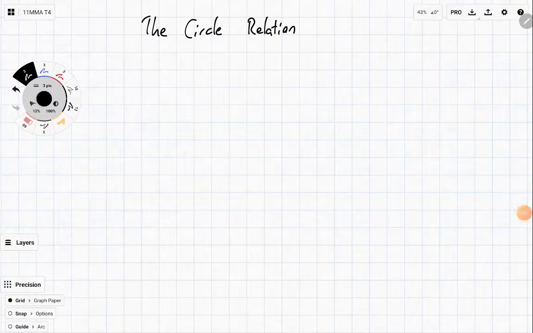Alright, let's talk about the circle relation. Now, the circle relation does not look like a circle. It actually looks like Pythagoras' theorem. In fact, it is entirely based off Pythagoras' theorem, a squared plus b squared equals c squared, or c squared equals a squared plus b squared, except we have x squared plus y squared equals r squared. So basically, it's looking for all of the places in which this is true.